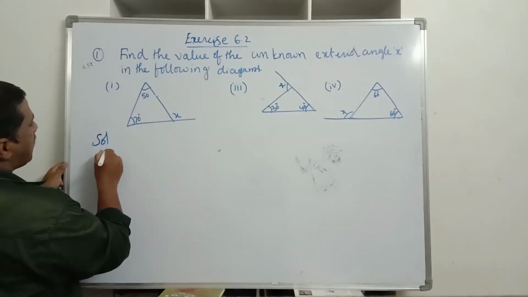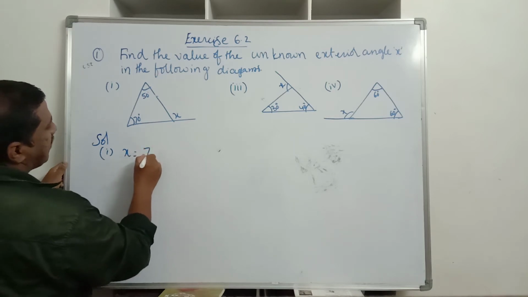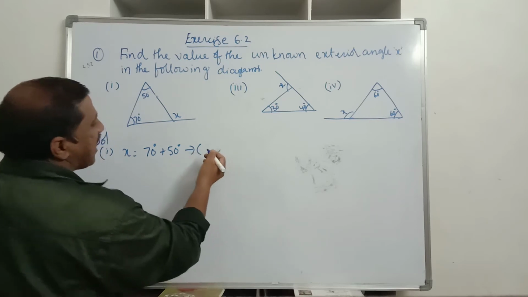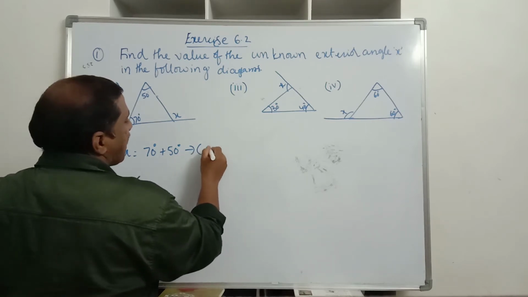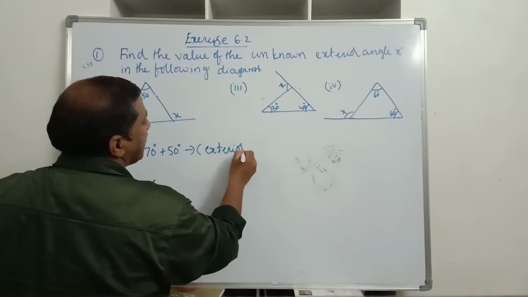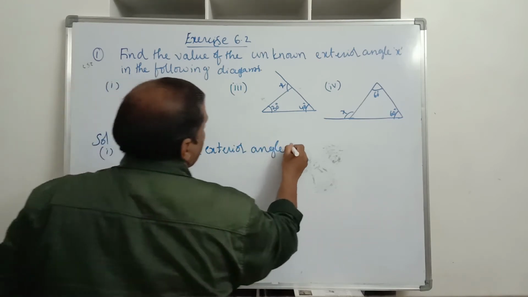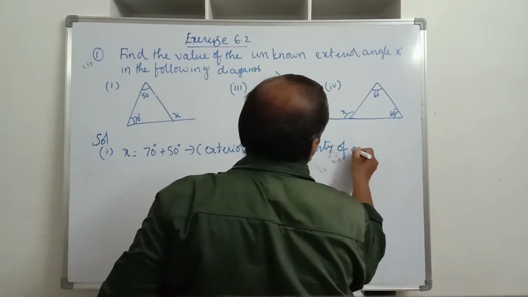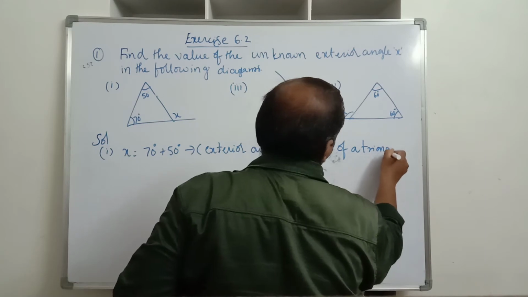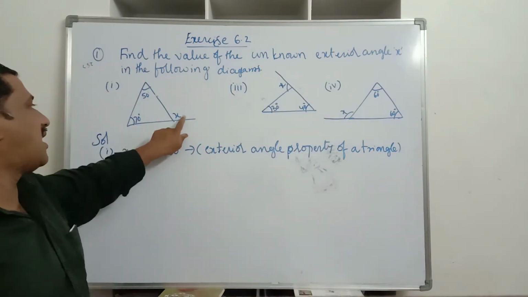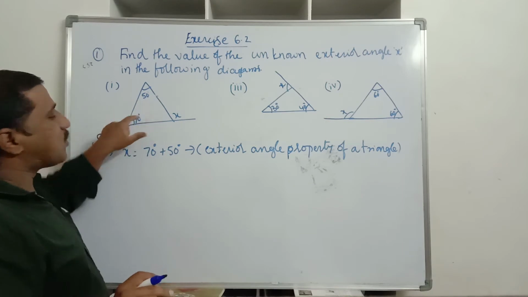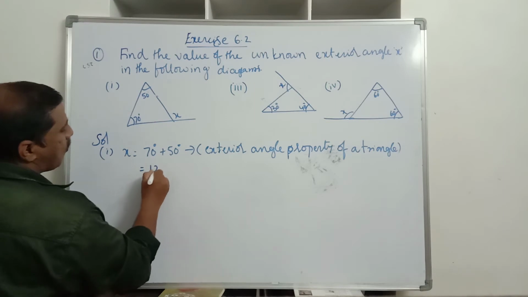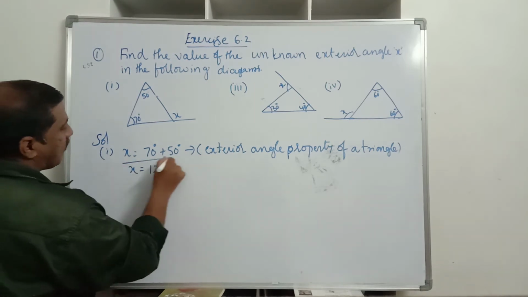See the first question, x is equal to 70 degrees plus 50 degrees. Why is it so? It is the exterior angle property of a triangle. What does it say? It says that the exterior angle, that is x, is equal to the sum of its two interior opposite angles, that is 50 plus 70. What is that? 120 degrees. So x is equal to 120 degrees.